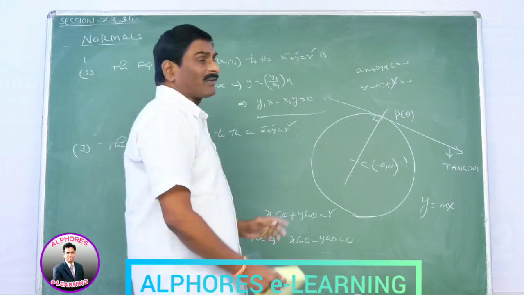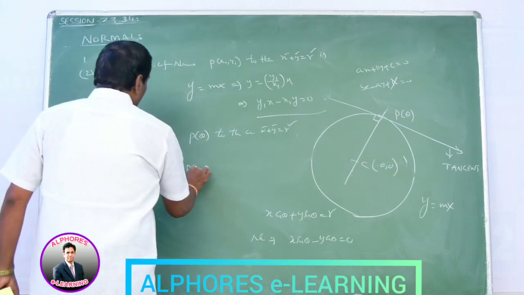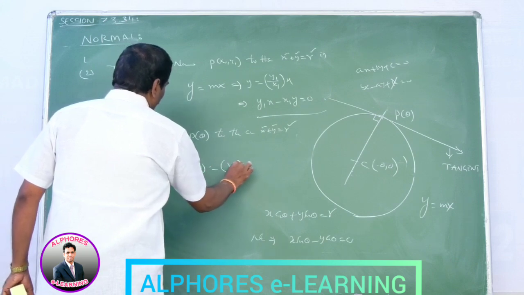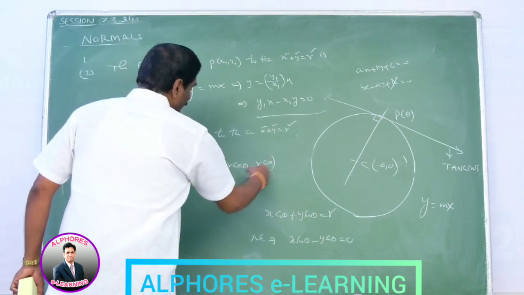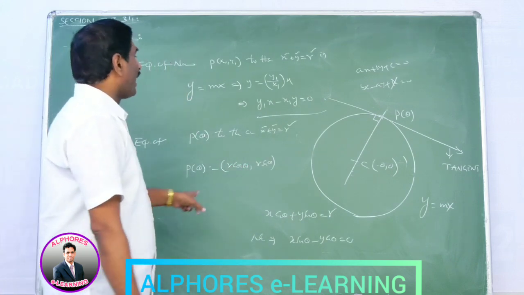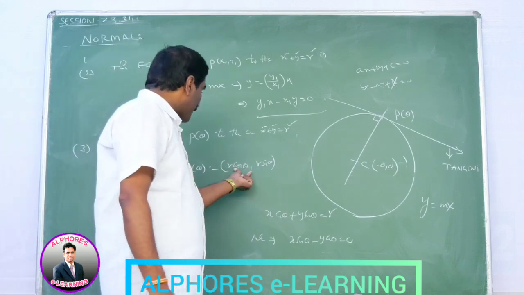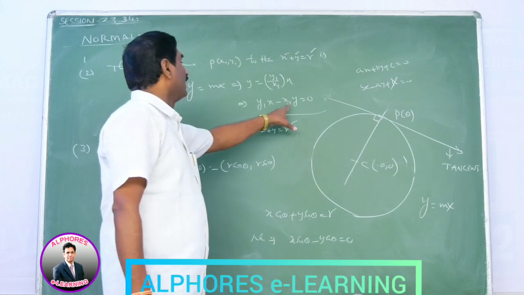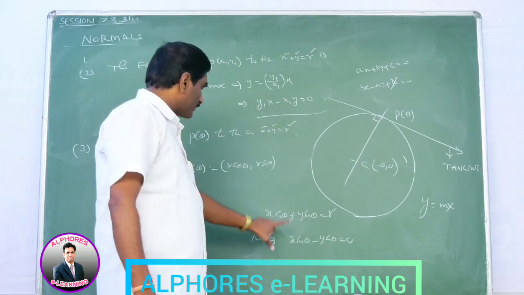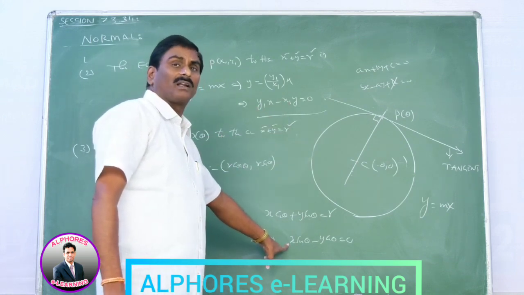Here what is (x1, y1)? (x1, y1) is nothing but the corresponding point P(theta), which is (r cos theta, r sin theta). So x1 is equal to r cos theta, y1 is equal to r sin theta. Replace x1 as r cos theta and y1 as r sin theta. r is the common term. So this is the equation of the normal.